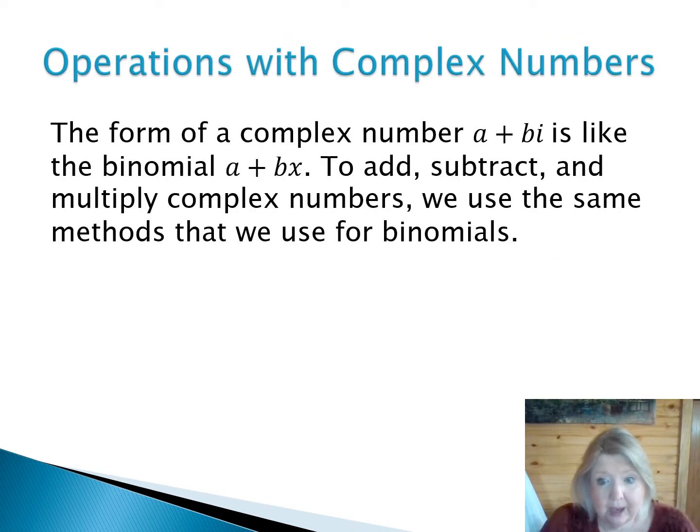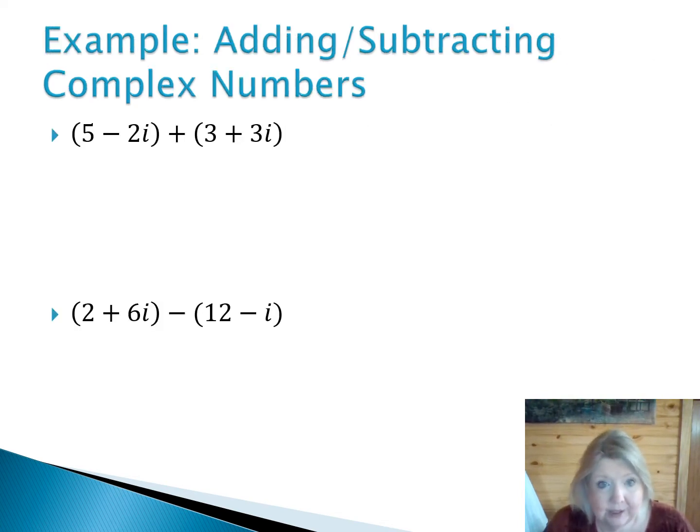The form of a complex number, a plus bi, is like a binomial, a plus bx. It's written kind of backwards, but it works very much the same. To add, subtract, and multiply complex numbers, we use the exact same methods that we used for binomials. So let's add and subtract the complex numbers.